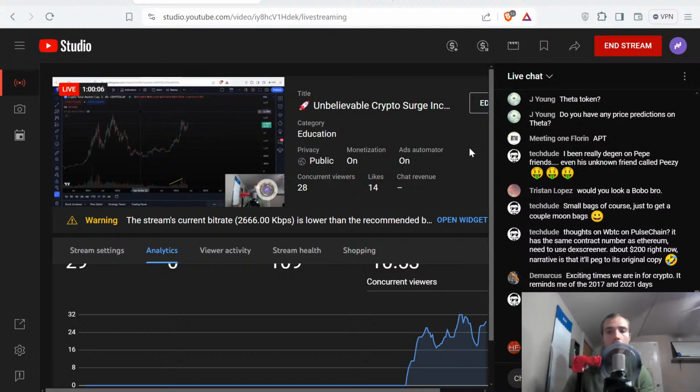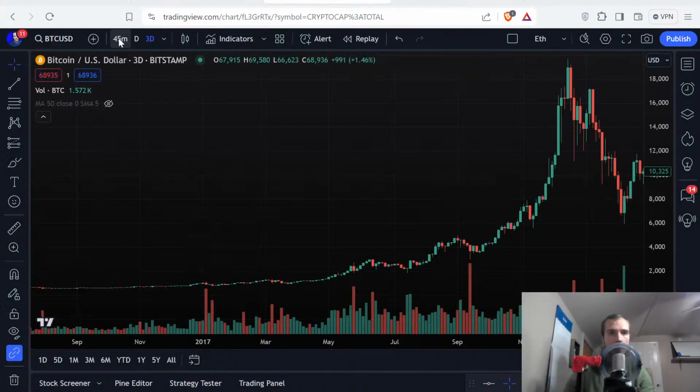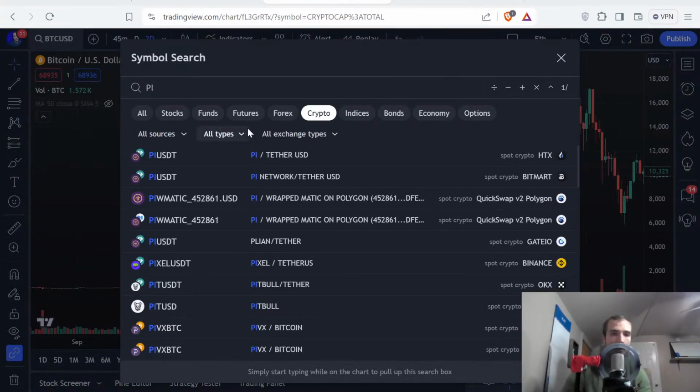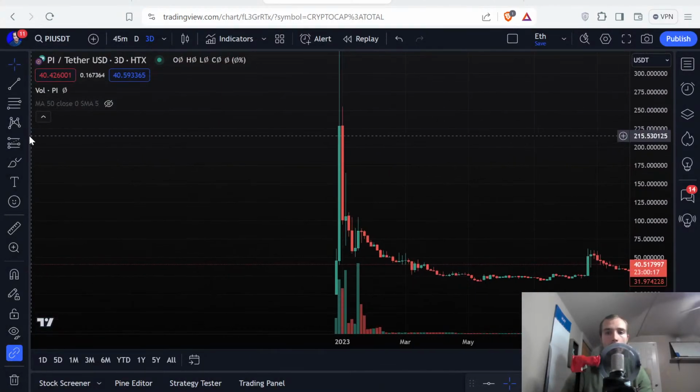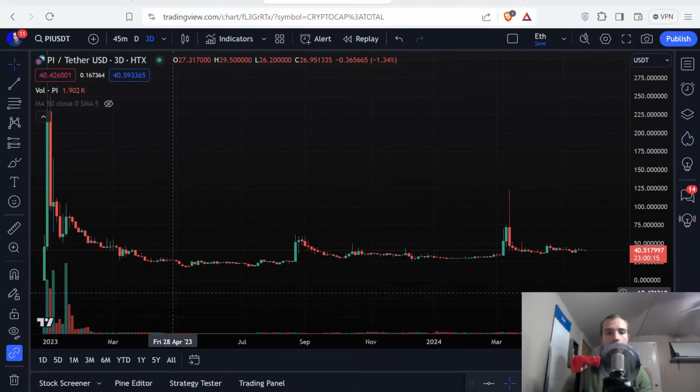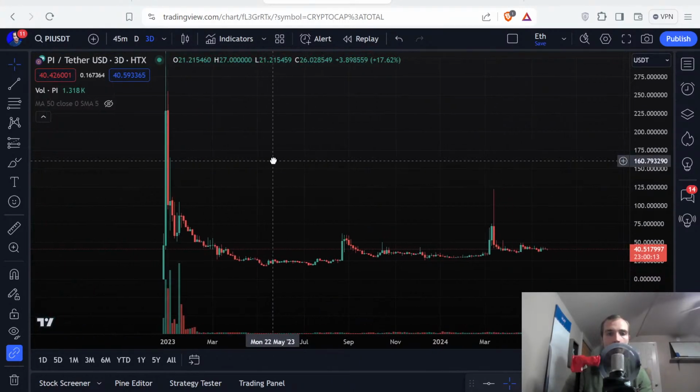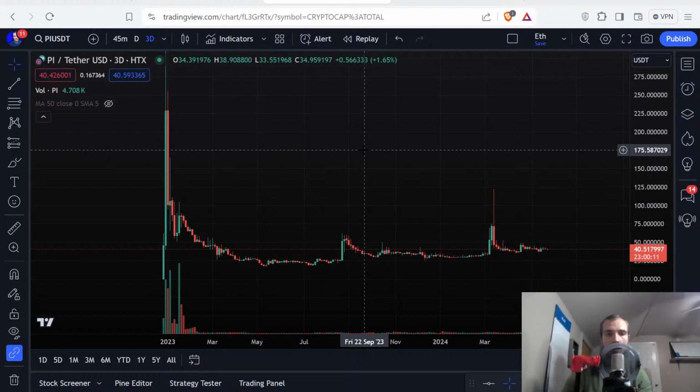Is Picoin worth paying attention to? Honestly, I don't know that I've ever heard of Picoin. Actually, you know what? I have heard of this coin. I think I remember this coin way back in the day. Maybe not. Looks like it's from 2023.